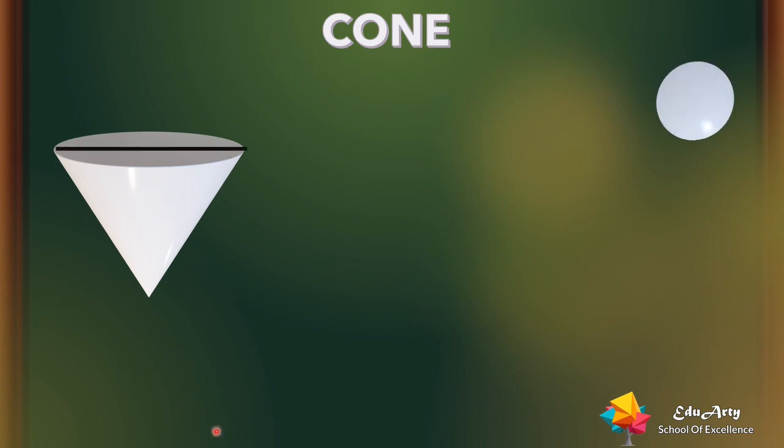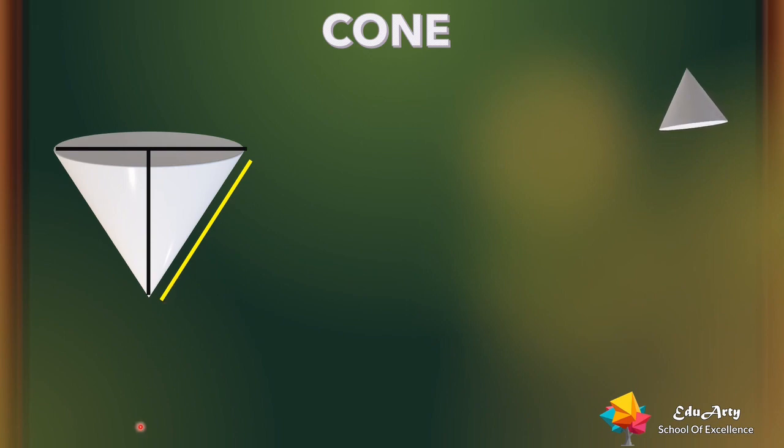This entire line is the diameter of the circle. We know that the base of the cone is a circle, so this entire line will act as the diameter of the base of the cone. And this will be the vertical height. And see, this is the slant height. Can you see the yellow line? This is the slant height.